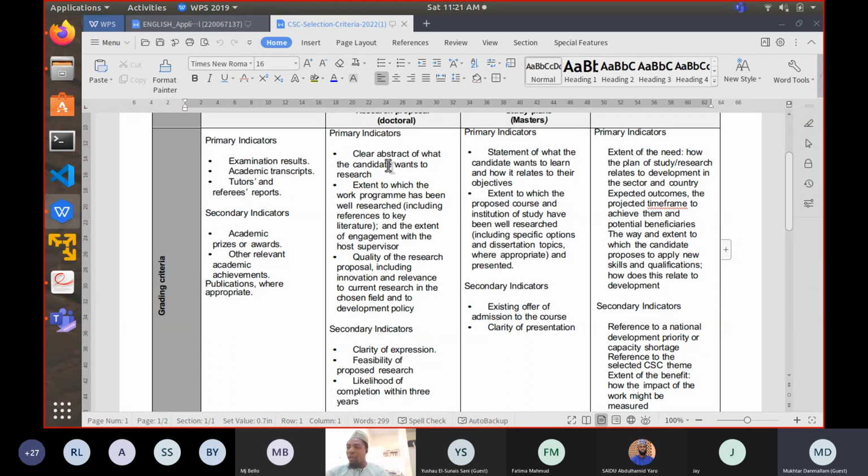And then the quality of the research proposal. So it's not actually just any form of research. They look at research that is relevant to the community.